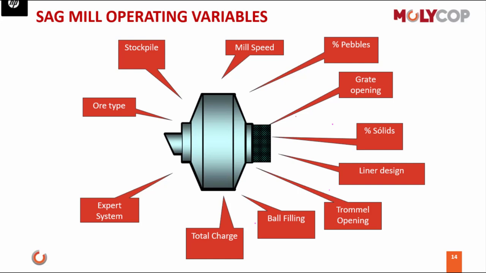And for me, the most important variable is the operator. The operator is a very important variable, because there are not two operators running the mill in the same way. If you make a benchmark all over the world, you are going to see that the operators try to operate in the best manner they think. So the idea is to give the operators the tools to understand how the variables affect the SAG mill operation, to try to help them.